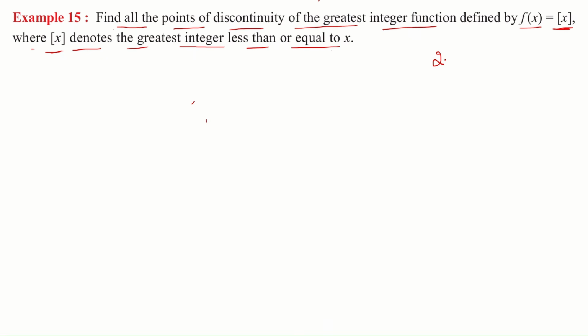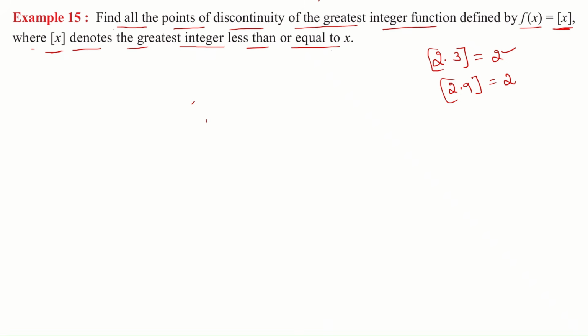If I take an input of 2.3, what is the meaning of this? I want to find the greatest integer which is less than or equal to 2.3. 2.3 is not an integer, therefore which is the integer less than this? Many are there: 2, 1, 0, but among them the greatest is 2. This is the greatest integer. In the same way, 2.9 is not an integer; I want to find the integer less than or equal to it, and again it is 2. Like that, this is the output of the greatest integer function.